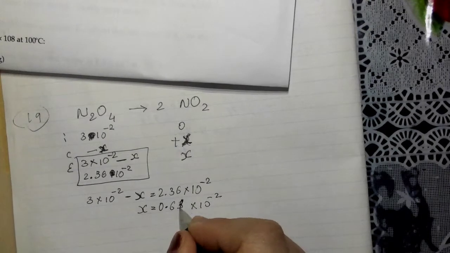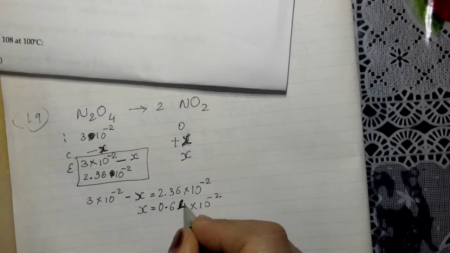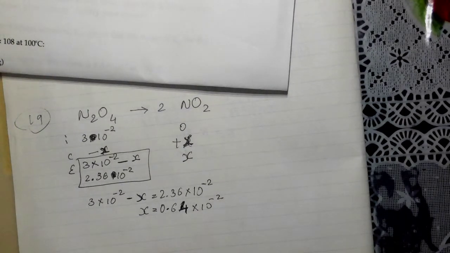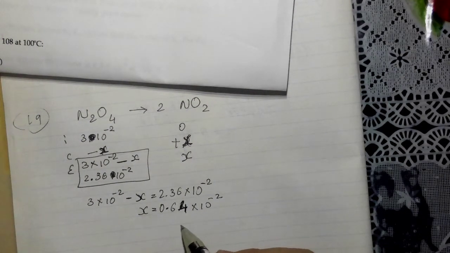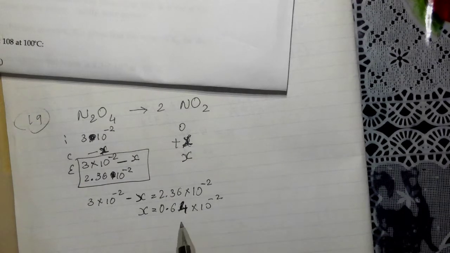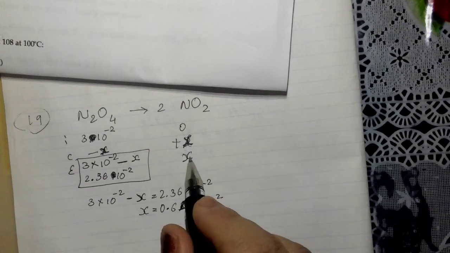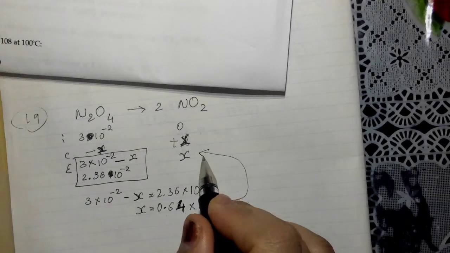Wait, sorry, that should be 4. Oopsie. 10 minus 6 is 4. There you go. Okay, so that's what you're going to get. Once you're done with it, you just say that that's the x. Right? So that is this.